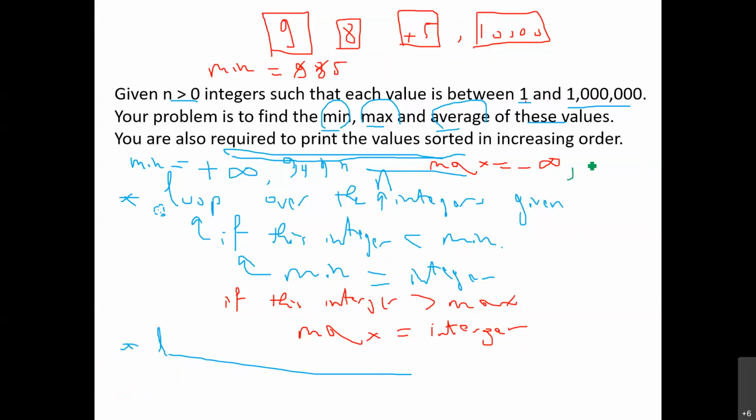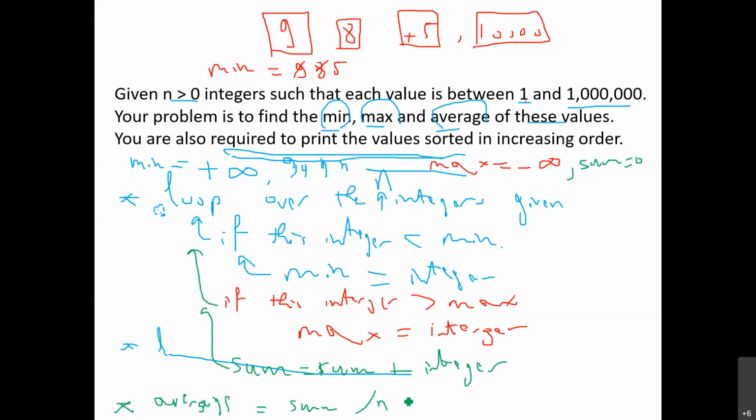So sum equals 0, and this is also in my loop. Every time, just add your integer to your sum. It's on the same level as this for loop, if you will. So you're summing. When should you divide? When you finish the loop. So when you finish looping over all the elements, that's when I say, hey, average equals sum over n. So we were able to find the minimum, maximum, average, and even the sum, if they'd like it, in one loop. That's good.